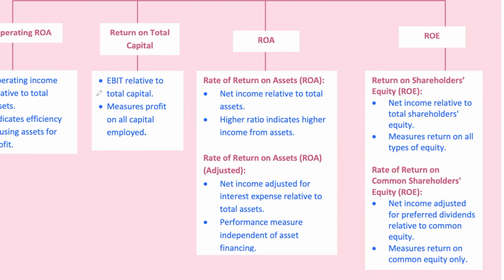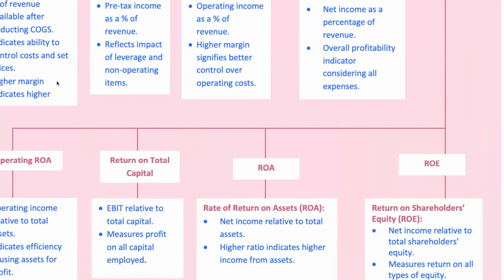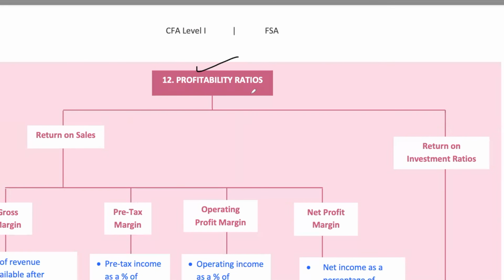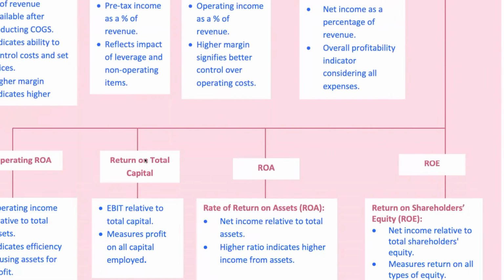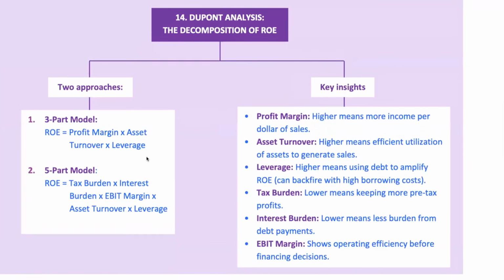So there you have it, folks. Profitability ratios are the bread and butter of financial analysis. They help us see how well a company is converting its revenues into profits and how efficiently it's using its resources to generate those profits. Now, we'll dive into the next topic, integrated financial ratio analysis.